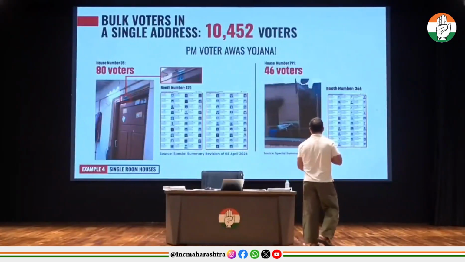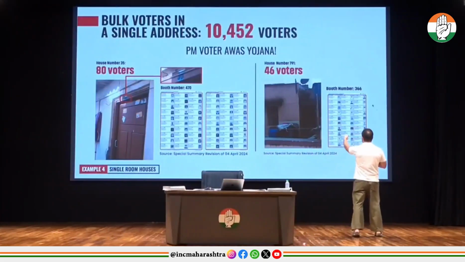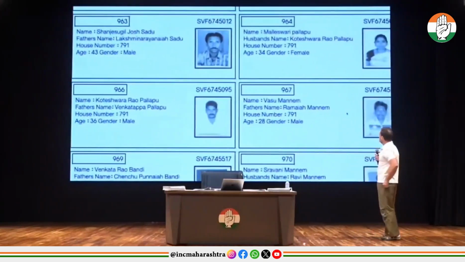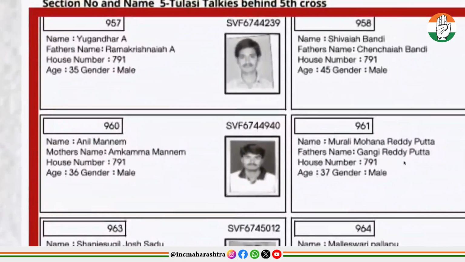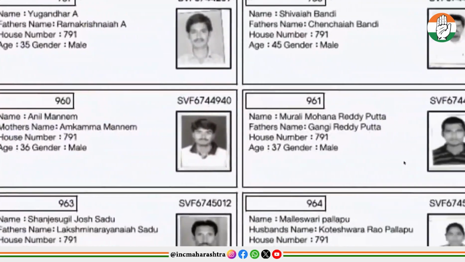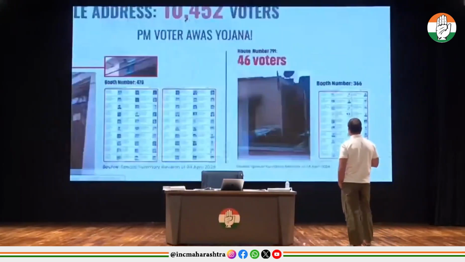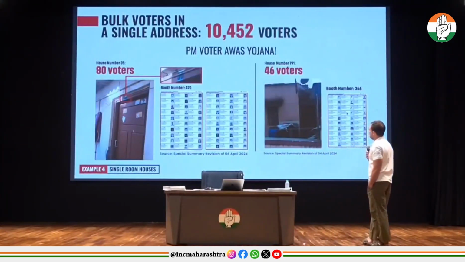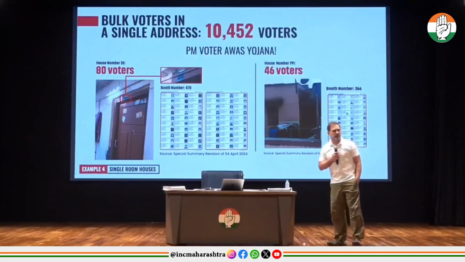Here's another one. Booth number 366. Zoom in on this a little. 46 voters, all from different families, living in a single bedroom house. And when we go there, they don't exist. Zoom out. So that's a single bedroom. 46 voters living there. Same thing there, 80 voters living there. No sign of their existence.